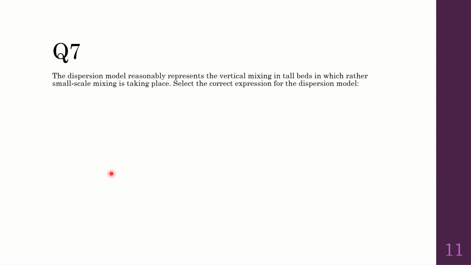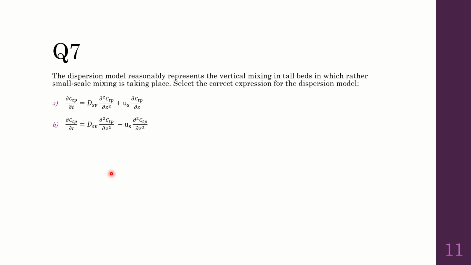The dispersion model reasonably represents the vertical mixing in tall beds in which rather small scale mixing is taking place. Select the correct expression for the dispersion model. Option A: ∂CTP/∂t = DSV ∂²CTP/∂z² + US ∂CTP/∂z.